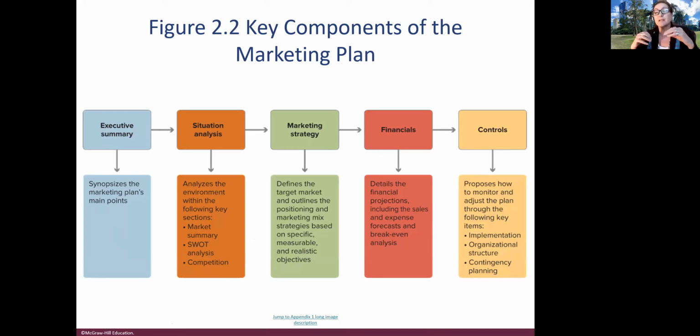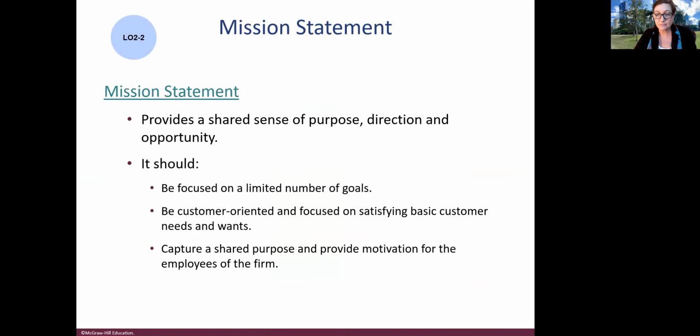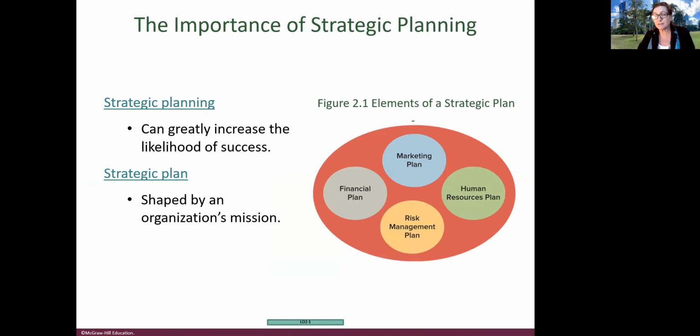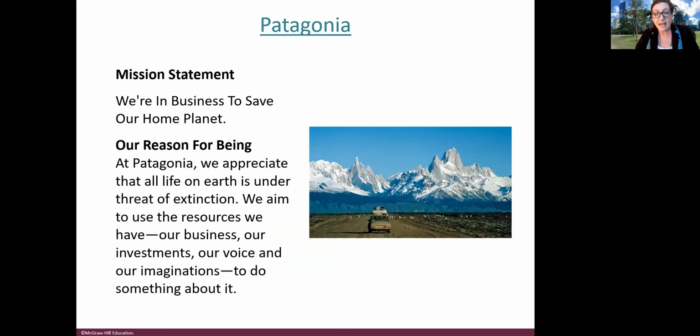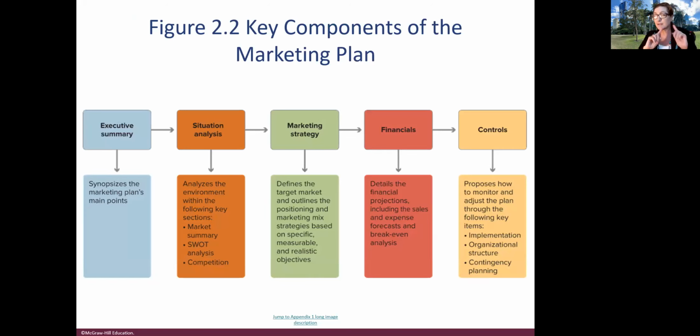And okay, so here we've got the 5 key components of a marketing plan, right? So let's just back up a step. An organization's strategic plan has these elements: a marketing plan, a human resource plan, a risk management plan, and a financial plan. Maybe other plans too, like an operational plan. But we're focused on the marketing plan. And this slide is giving us the key components of the marketing plan.